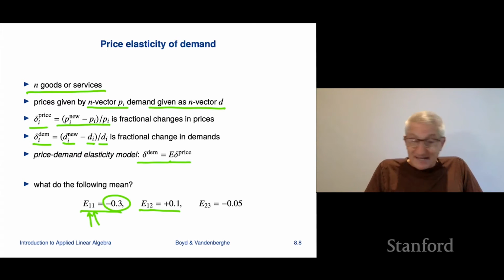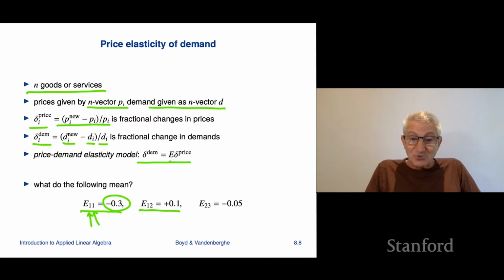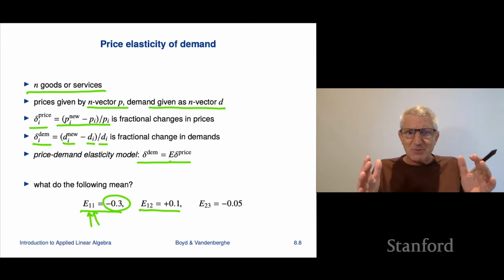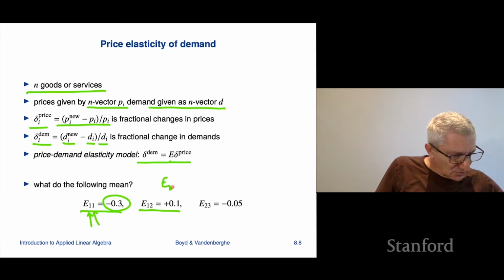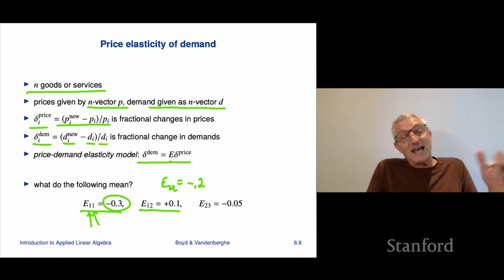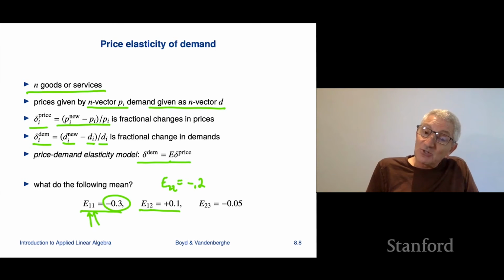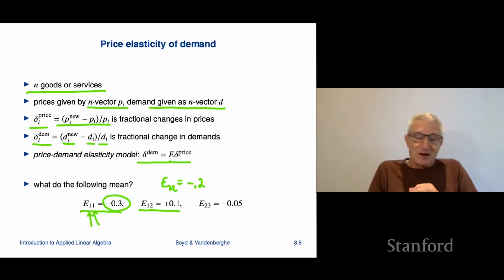Now, that comes up all the time. And in economics, these are referred to as substitutes, right? Somehow if people say, oh, that's more expensive, I'm buying less of it, right? So that would be E22, is minus 0.2 or something, right? So if you increase the price, it says that the demand for good 2 goes down, but the demand for good 1 goes up because they're substitutes, right? So that's the idea.